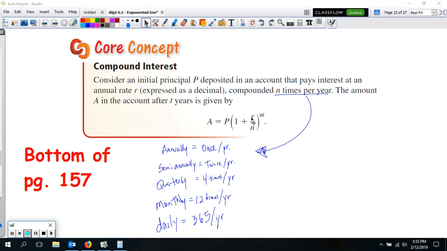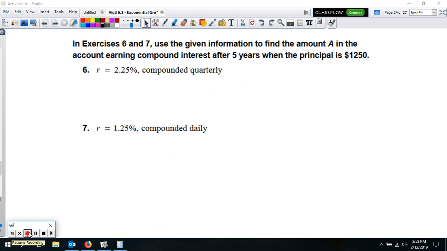So these are the possible numbers you could have really for the n, and the n is going to be down here. It's also going to be in your exponent as well. T stands for the time, and that's always going to be in years. And the amount A is in the account after that amount of time. Alright, so let's go ahead and try a couple of these on our extra practice now.